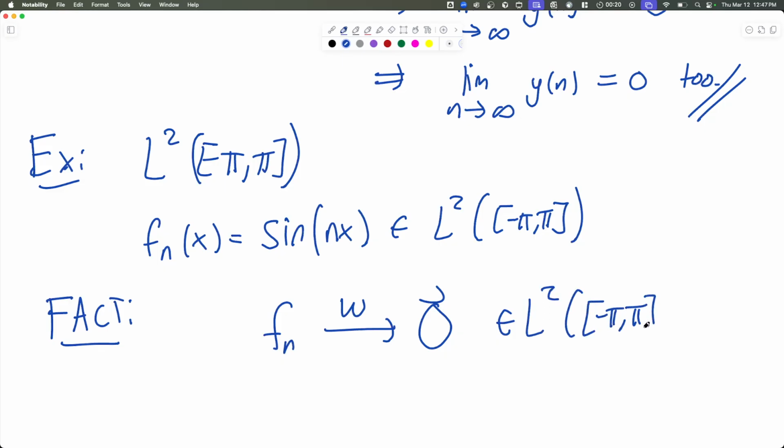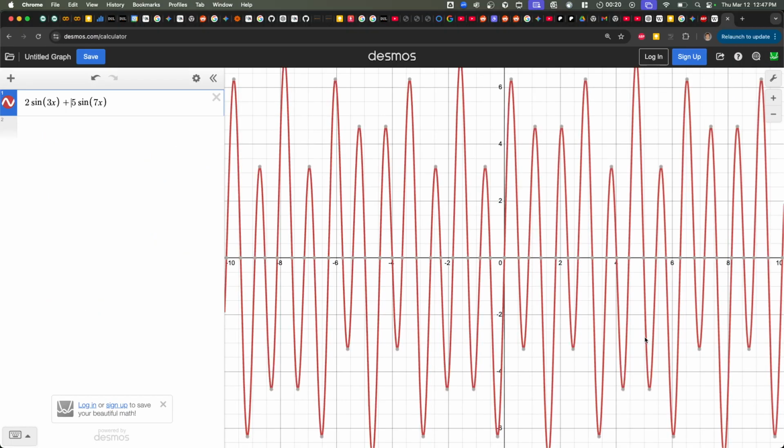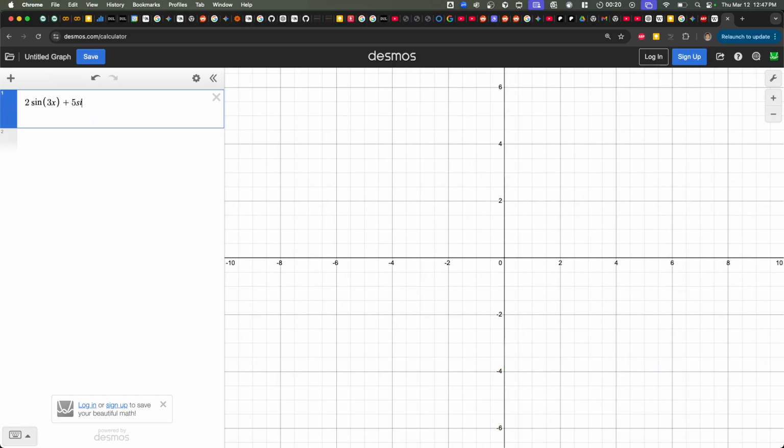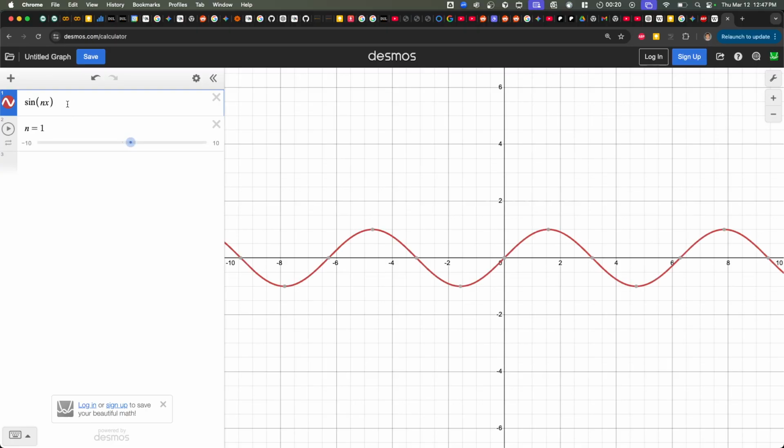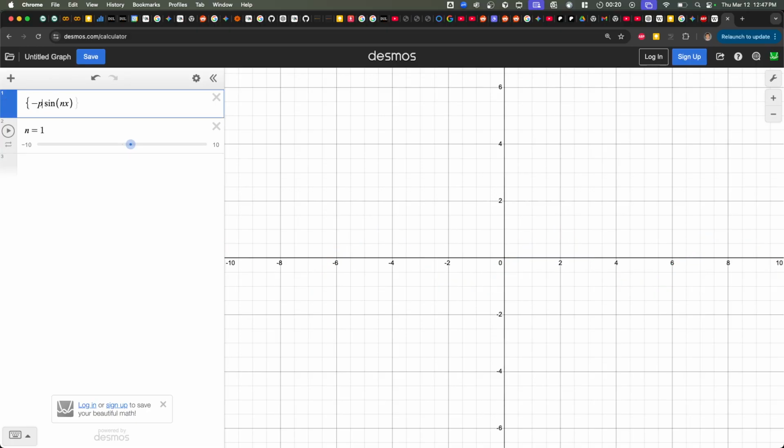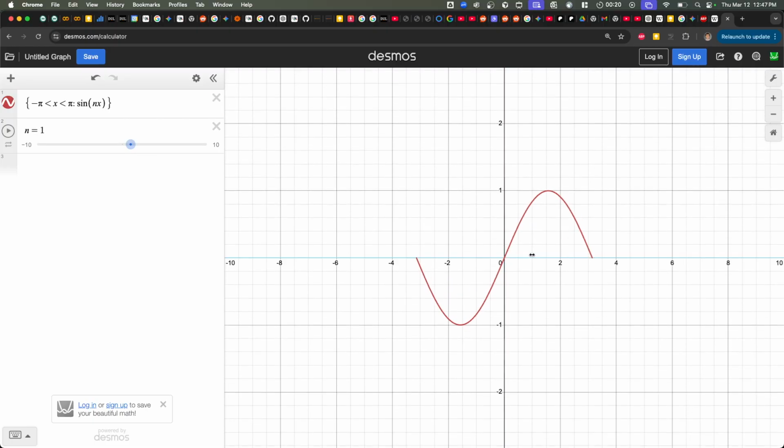Once again, this is kind of a weird statement. This is a good one for Desmos. Let's do sine of nx, and I have to add a slider for n. Let's also restrict myself: minus pi less than x less than pi, then your sine. Okay, so there's our function. Let's zoom in a bit.